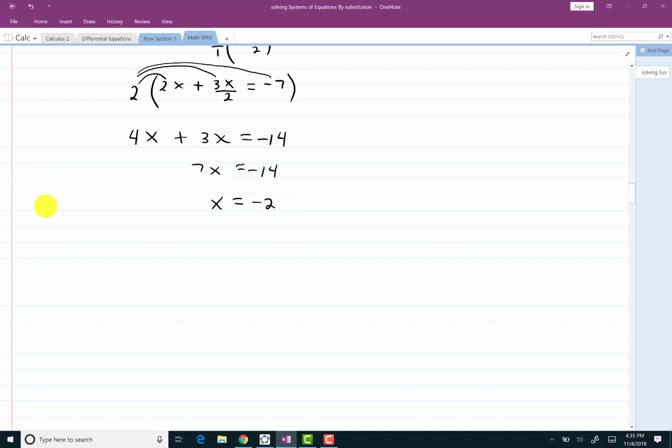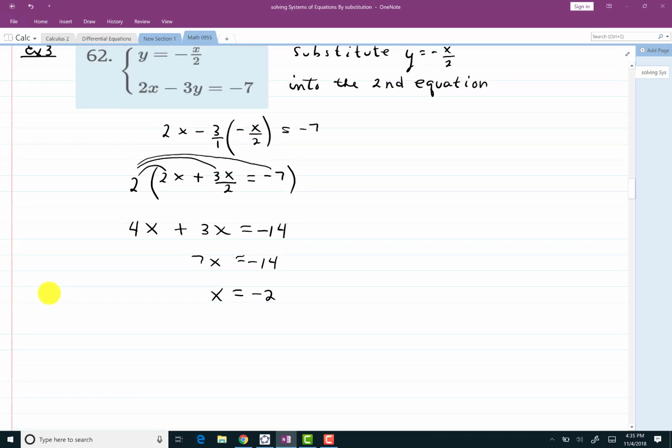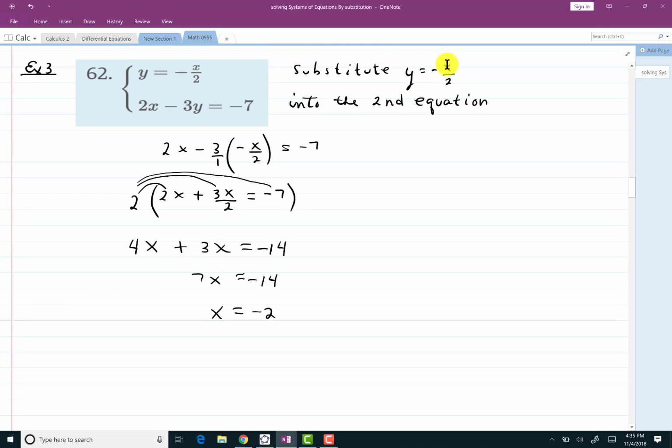And I'll scroll back up to determine what y was equal to. y is equal to negative x over 2. And so when I put the x in its place, the negatives will cancel. I will get 2 over 2, and that will equal 1. So my answer is negative 2 comma 1.